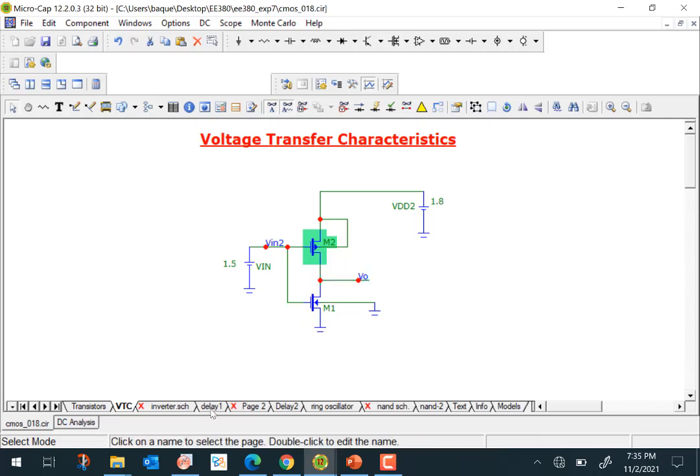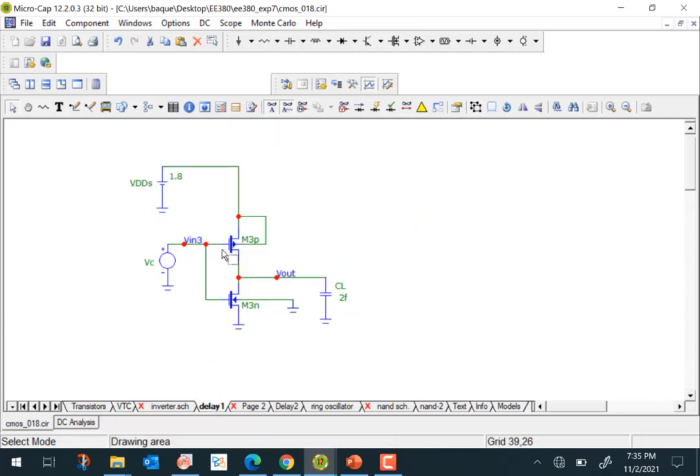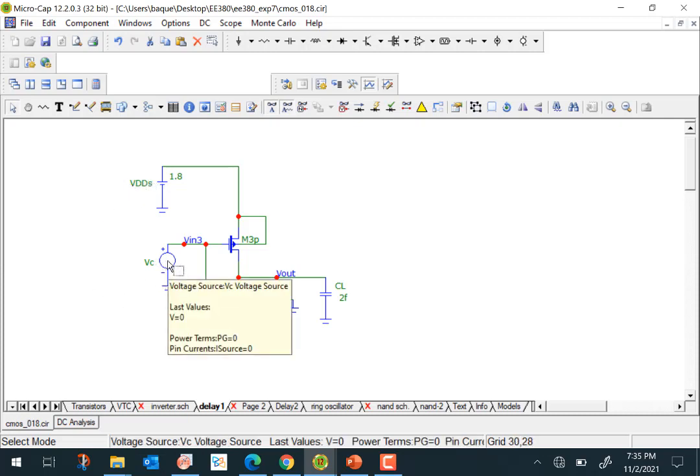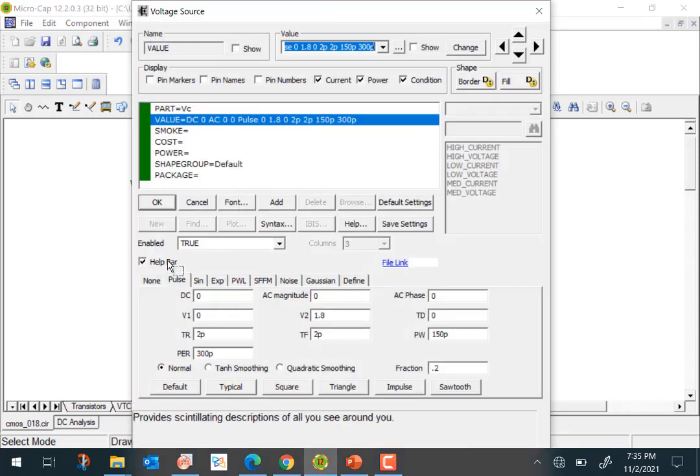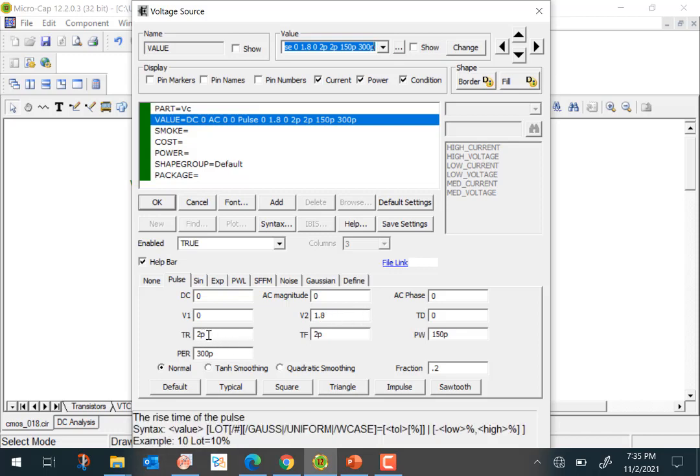The next thing that we want to look at is the delay of the inverter. So it's the same inverter driven by a 1.8 volt supply voltage. And here is where we apply a pulse input, from 0 to VDD, 0 to 1.8. We give an almost abrupt input. Rise time is 2 picoseconds, fall time is 2 picoseconds also. Pulse width is 150 picoseconds, and period is 300 picoseconds.